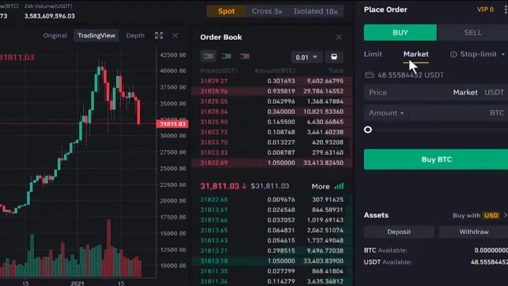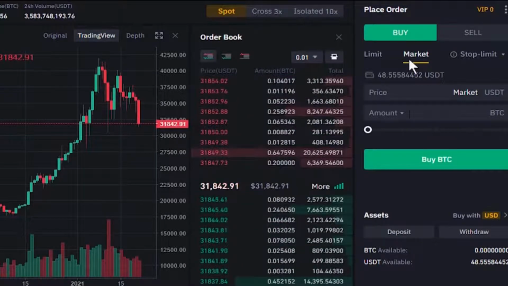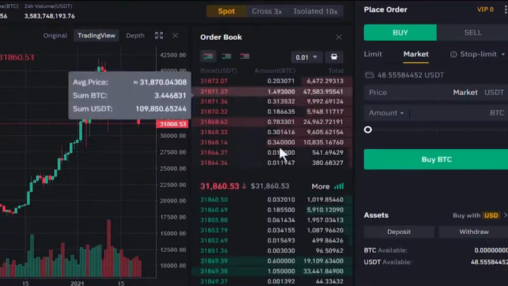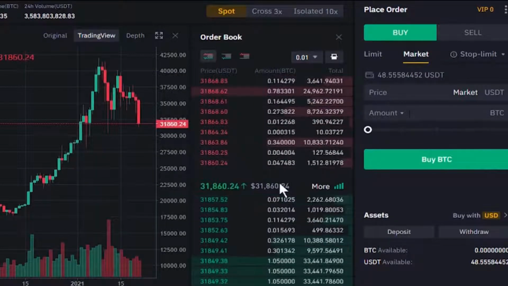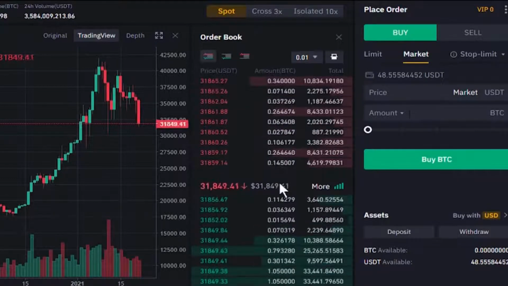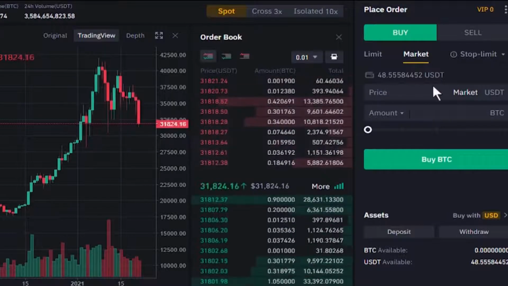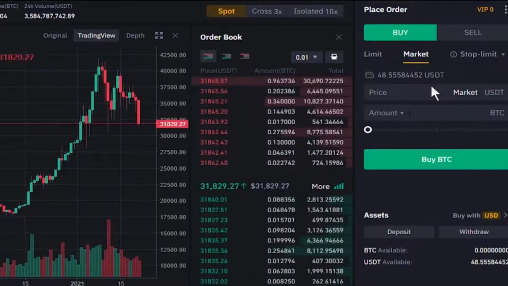What does this mean? This means that your buy or sell order will be executed instantly with the best available price here in pending orders in the order book that were previously placed by other traders. So with the help of market order, you buy or sell at the current market price. Alright, let's place a market order and see how it works.